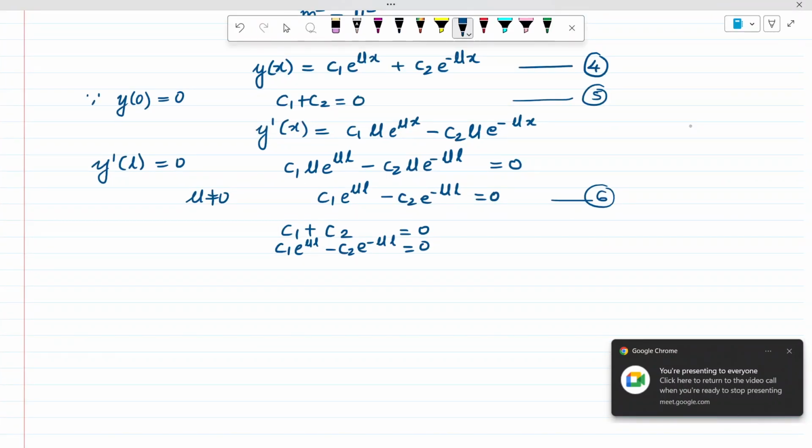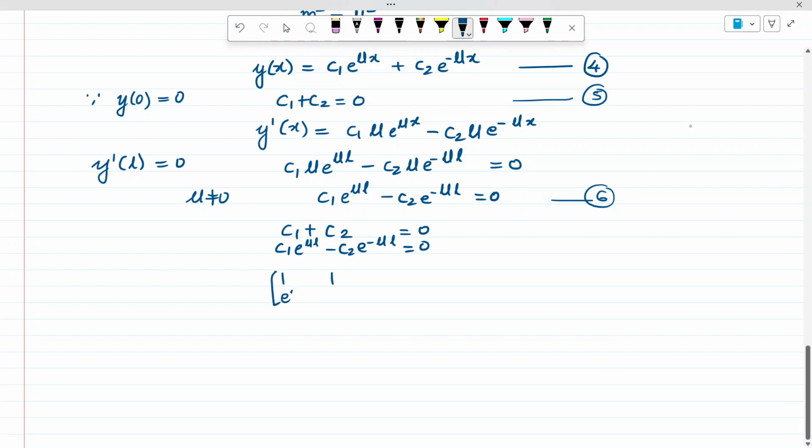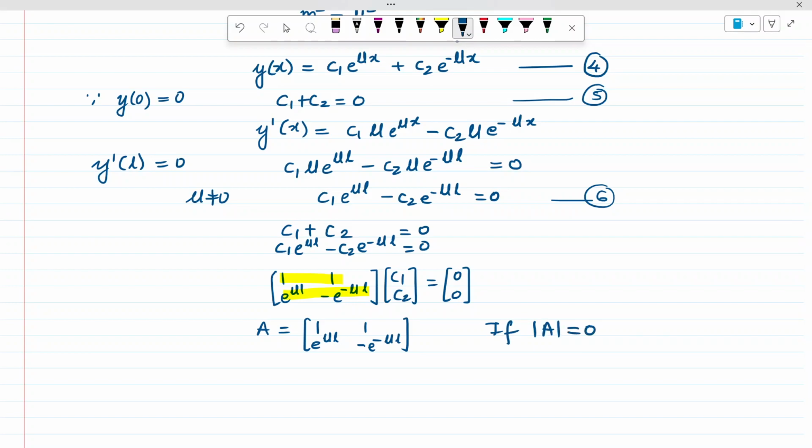So when will a non-trivial answer come? When I convert it into a matrix, I can write it as [1 1; e raised to mu L, negative e raised to mu L] into [C1 C2] equal to [0 0]. Okay, so if the determinant of this matrix is 0, then I will have a non-trivial solution. If I call this A, if the determinant of matrix A is 0, then equations 5, 6 have a non-trivial solution.